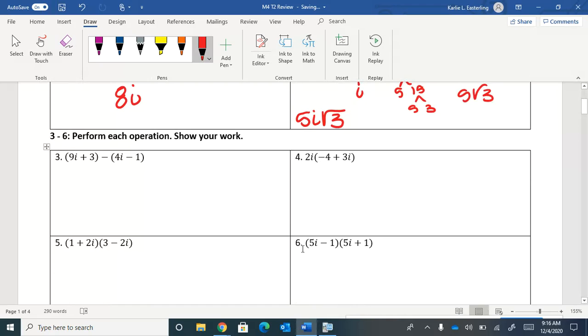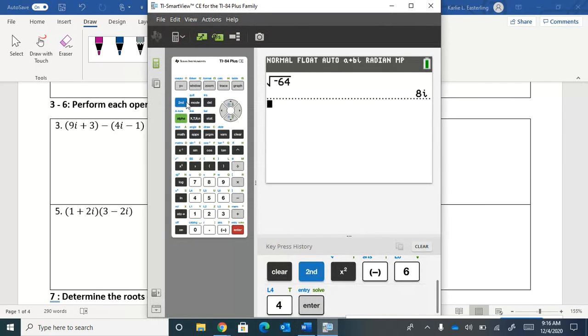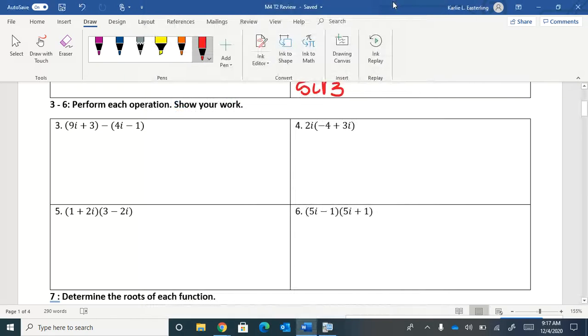For 3, 4, 5, and 6, again, you can type those exactly in the calculator as you see them. Your i button is if you hit second decimal, the i button will pop up. So for number 3, I got 4 plus 5i. For number 4, I got negative 6 minus 8i. For number 5, I got 7 plus 4i. And for 6, I got negative 26.